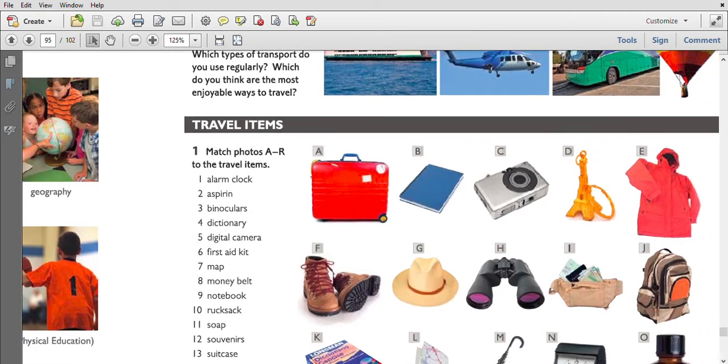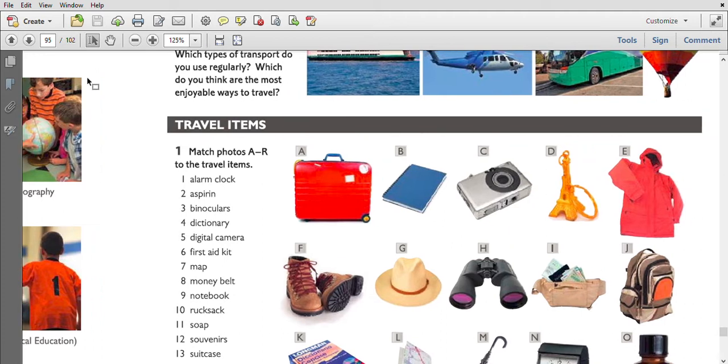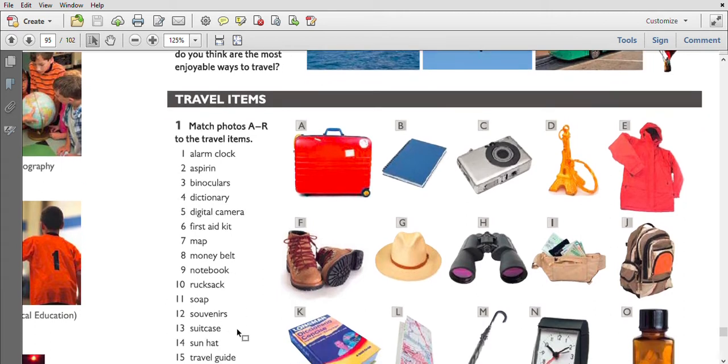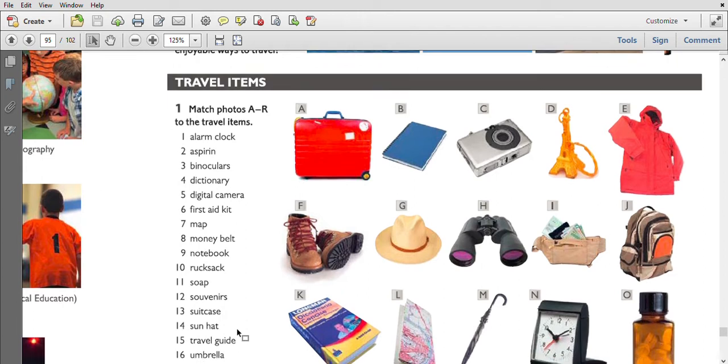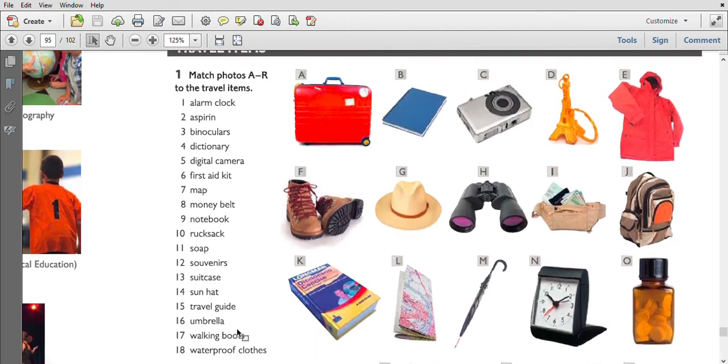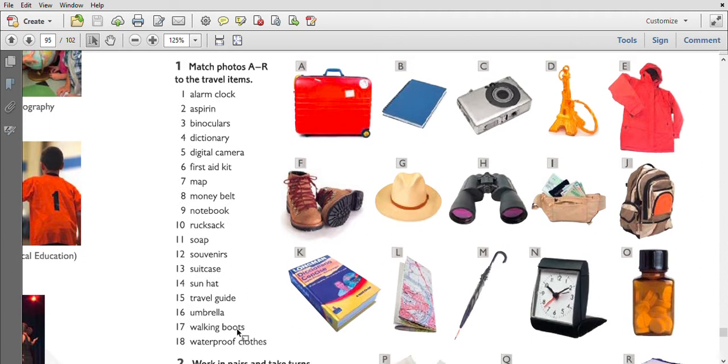And we have alarm clock, aspirin, binoculars, dictionary, digital camera, first aid kit, map, money belt, notebook, rucksack, soap, souvenirs, suitcase, sun hat, travel guide, umbrella, walking boots, waterproof clothes. So let's find the first one, alarm clock. It is M. This is alarm clock. Aspirin. O. This is aspirin.